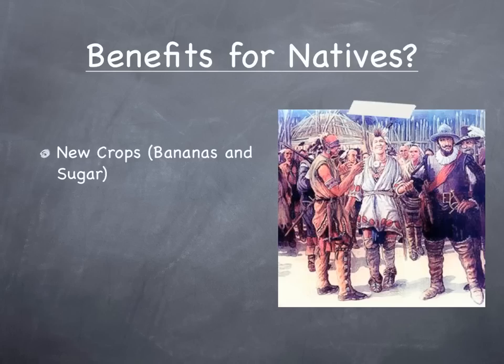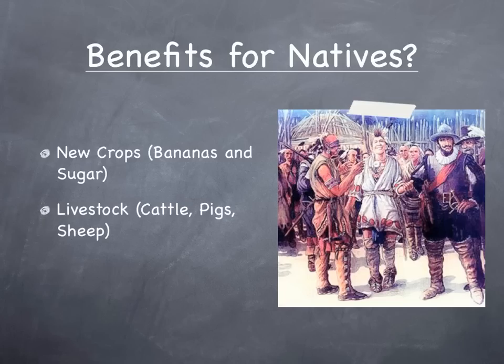First off, they get some new crops, bananas and sugar. Both of these crops require large plantations to be harvested. They're very labor-intensive crops. Well, sugar more so than bananas. Bananas are just trees. But they're based on a plantation conception of harvesting it. So that only led to more enslavement. So I'm not really sure if you could call that a real benefit. But that's how some people view it, and I'll put it out there.